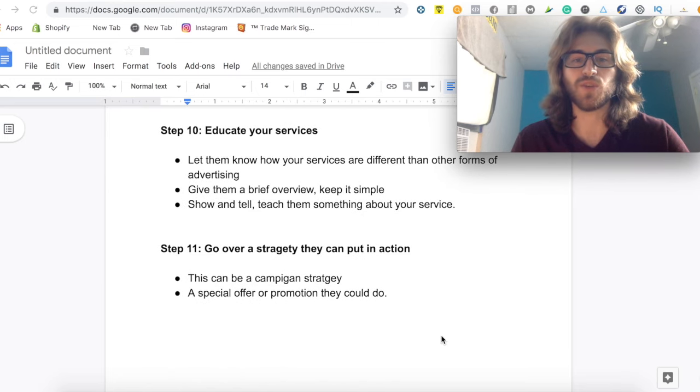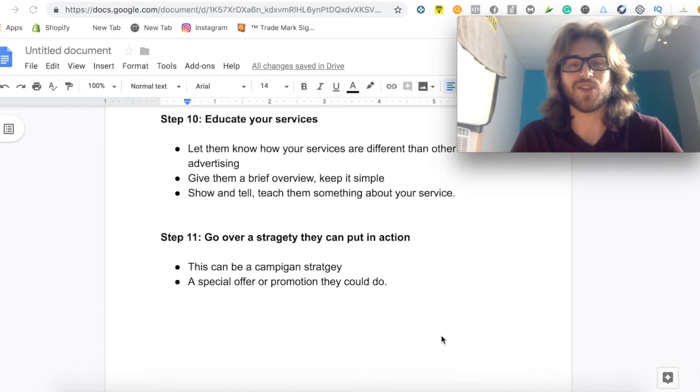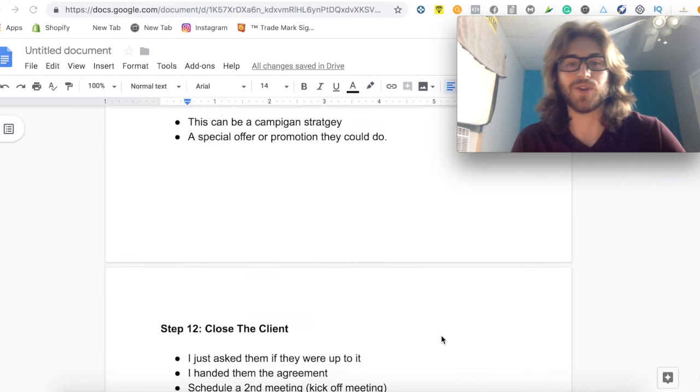But lastly, you want to go over a strategy they can put into action. This could be a campaign strategy or a special offer. It could be anything really, but it's a strategy they can put into action themselves, or they're probably more likely to let you do it, since you've already built up so much rapport. So it'd be very easy to sell them afterwards.